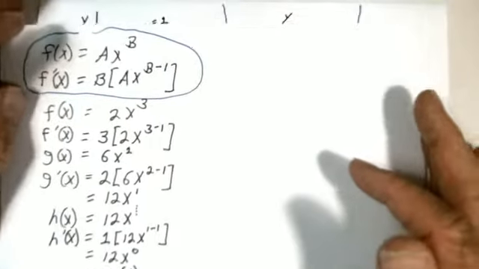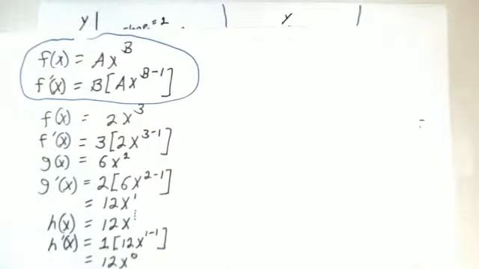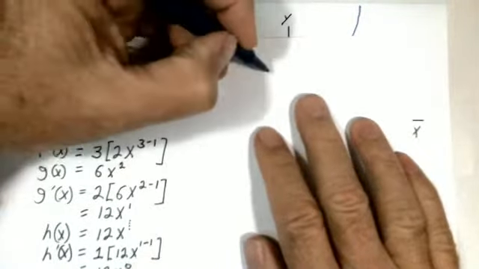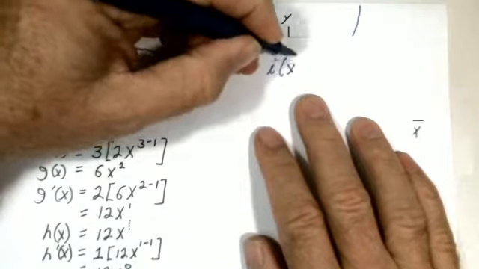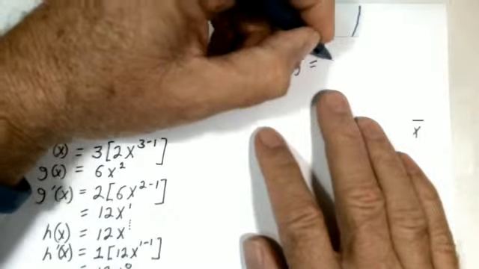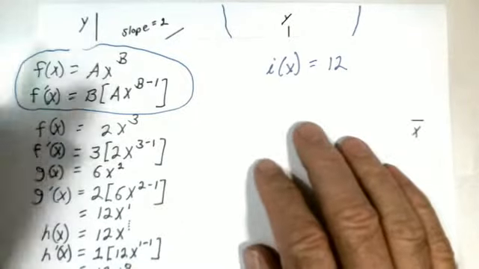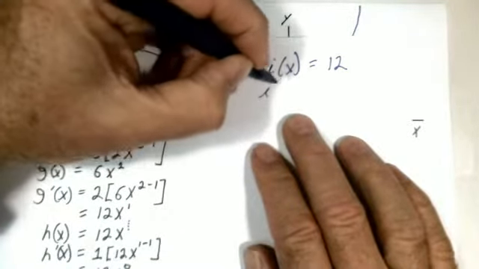Okay, now let's do it one more time. Let's see, A, B, C, D, E, F, G, H. Let's say you had f of x, some function, equal to the number 12, just by itself. f of x equals 12. And I ask you to find the derivative of that thing.